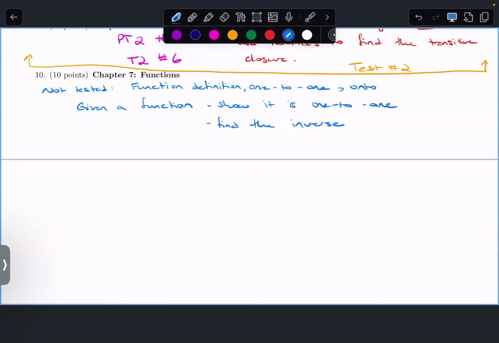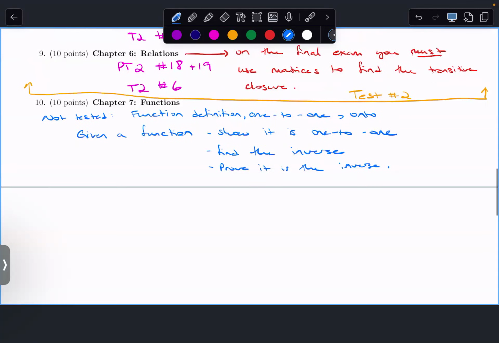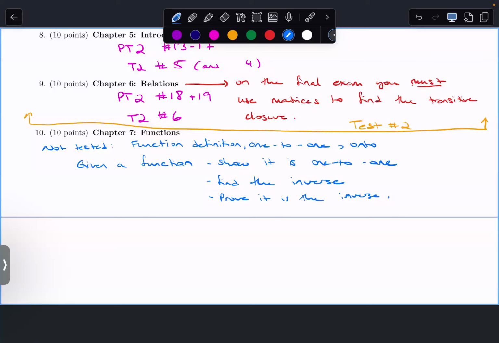Once you have the inverse, I didn't put it in the list, but here it comes. We use function compositions, right, to prove that it's the inverse. And so prove it is the inverse. And that's it. That's all you need to do. We'll do an example of the functions just because they're the most recent, right? And we didn't really get a chance to do a lot of examples.